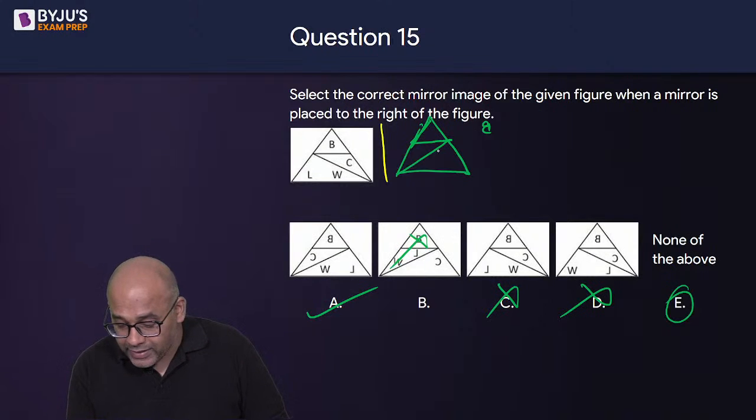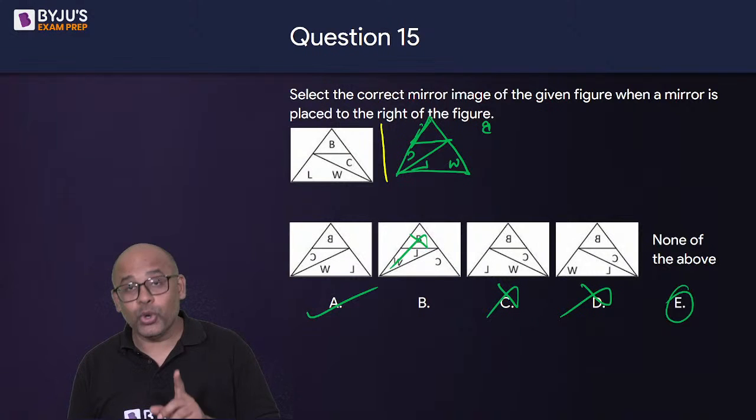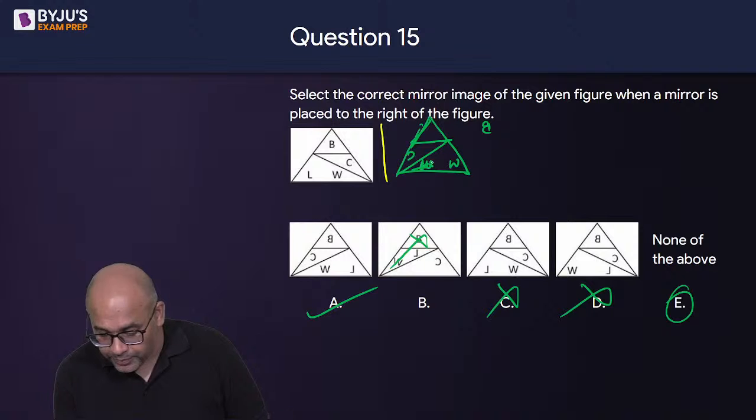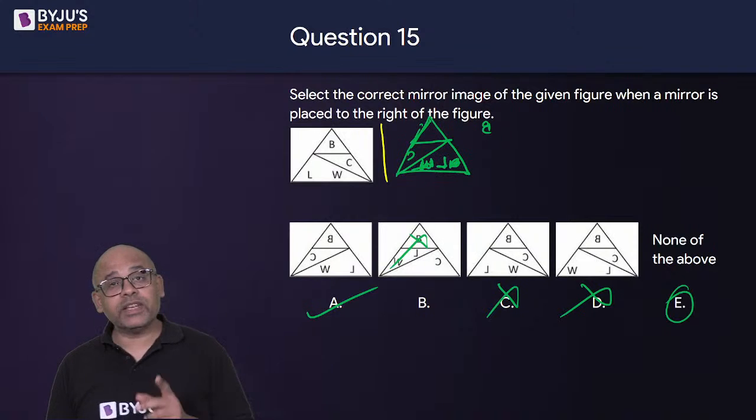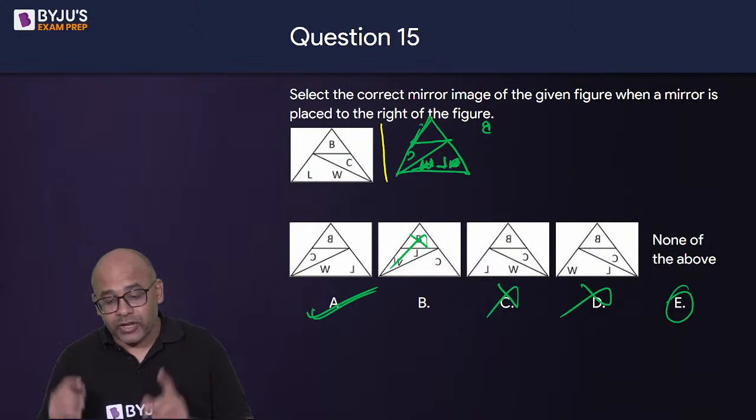So B is like this. C will be written in which way? C will be written like this. Then W will be written like this. And L will be written like this. Is everything there? No. If you notice, sorry, this is your W. W is here and your L will be here. So is everything written in the correct way? Yes, everything is written in the correct way. So therefore it is option A.